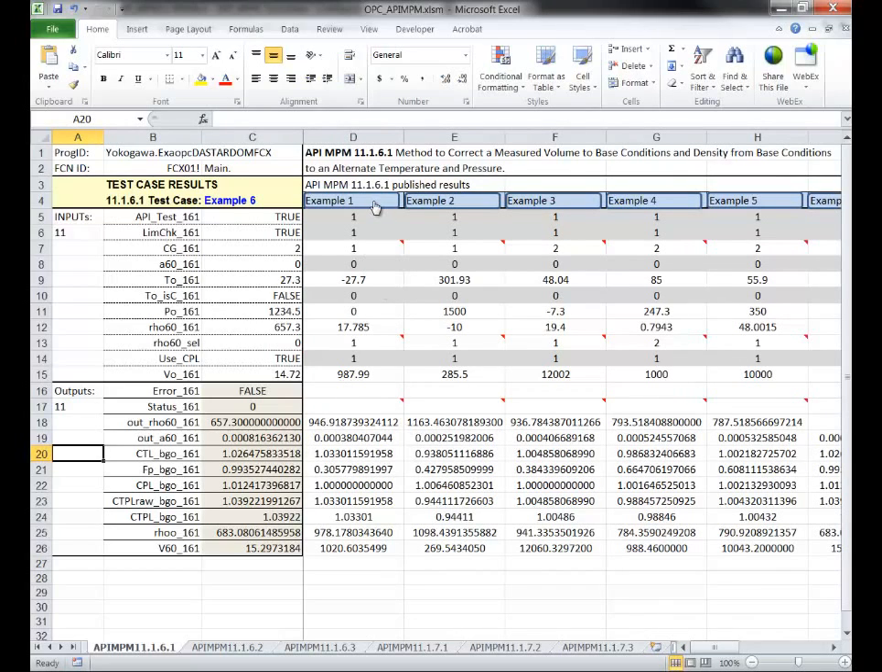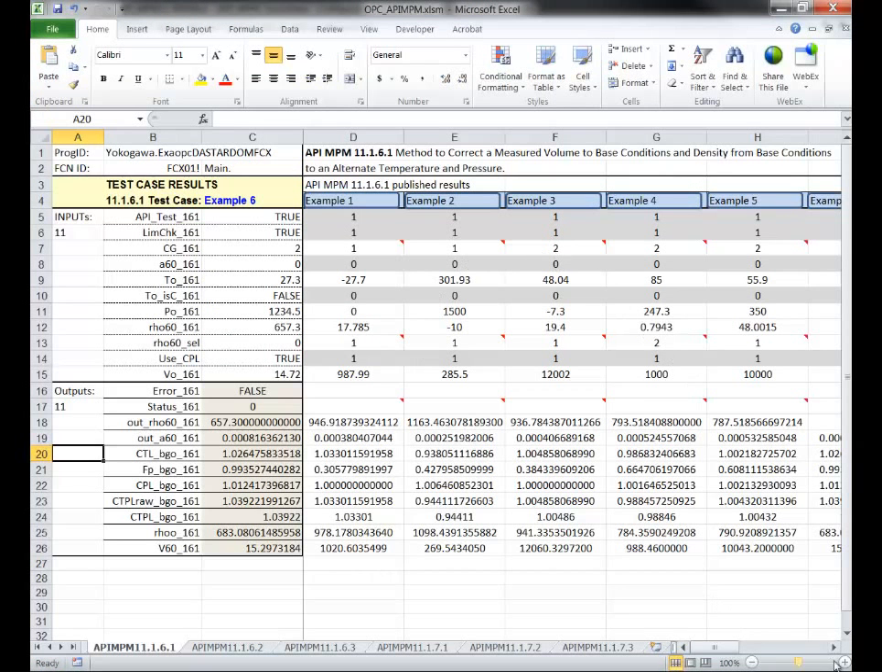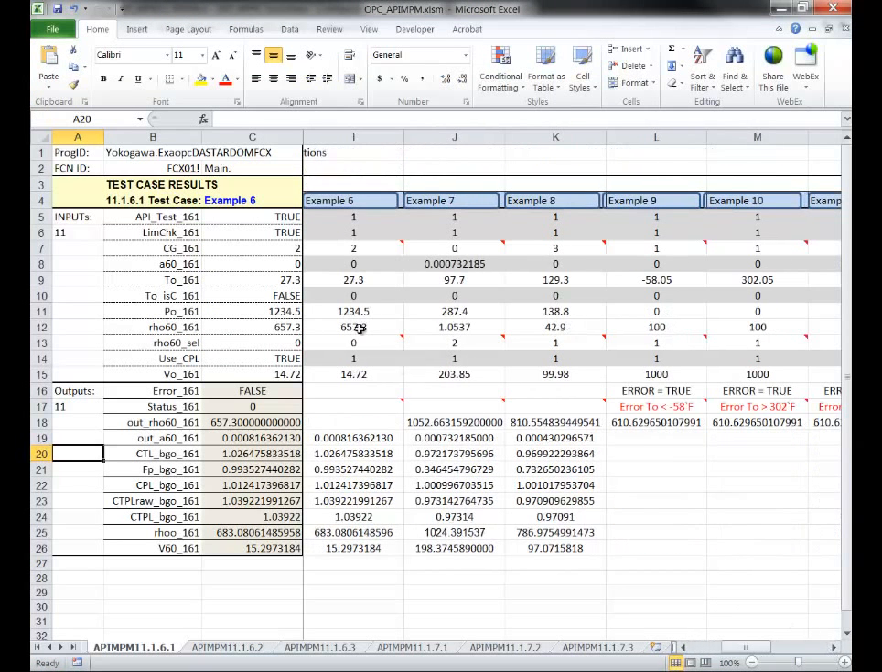If I go back to show you in the controller, I think we just did example 6. I'll pick out some key areas to look at. It was commodity group 2, density was 657.3, and the volume input was 14.72. If I go back and look at the Excel spreadsheet for example 6, it's commodity group 2, the density was 657.3, and the volume was 14.72. So you can see that those were indeed what was sent to the controller.